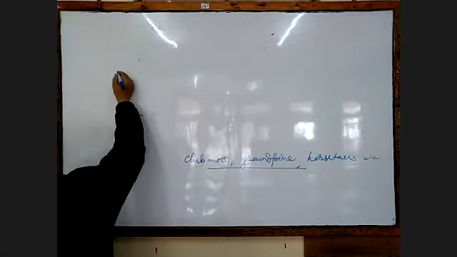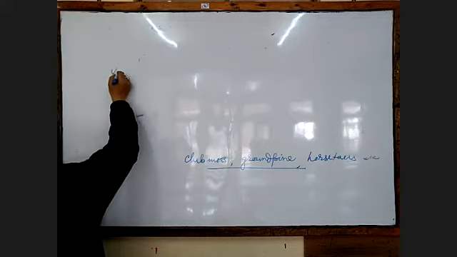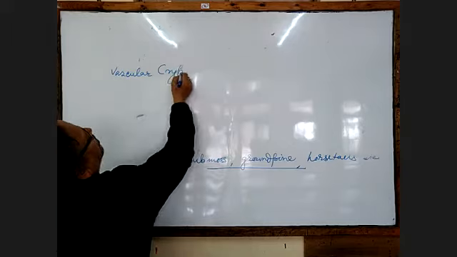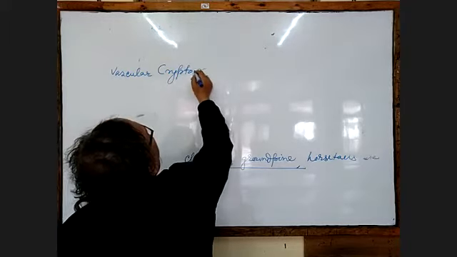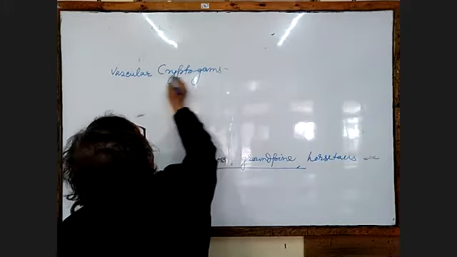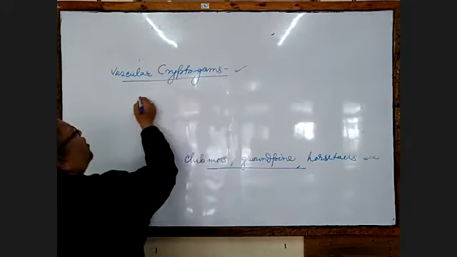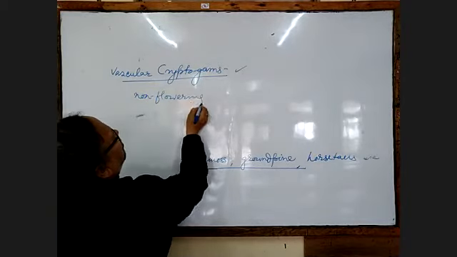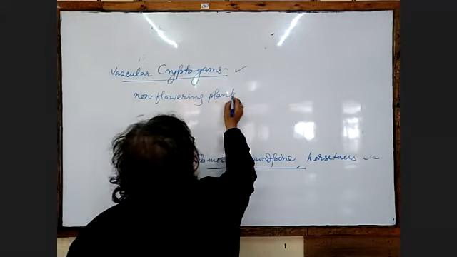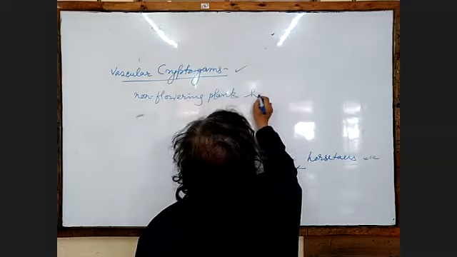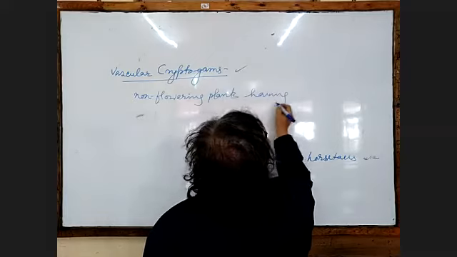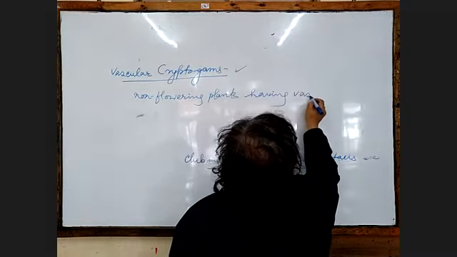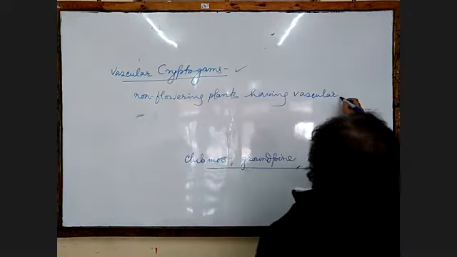These pteridophytes are also known as vascular cryptogams. Cryptogams means non-flowering plants, having vascular tissue.